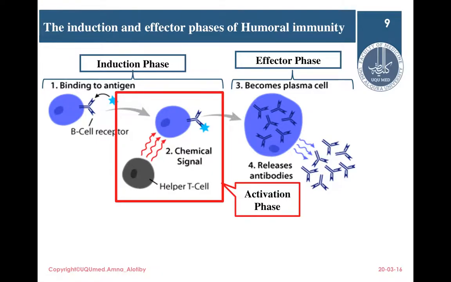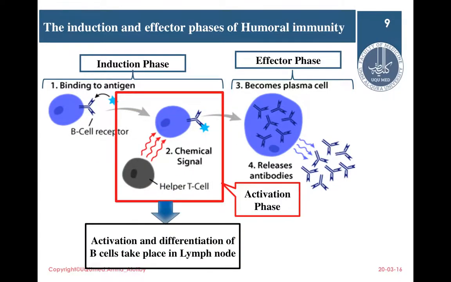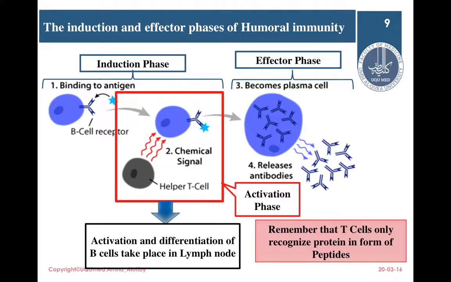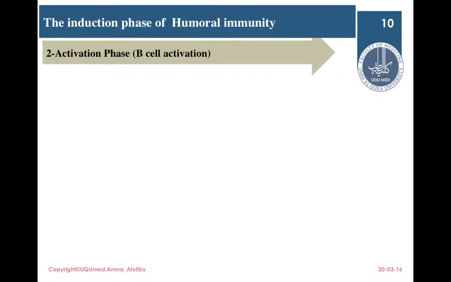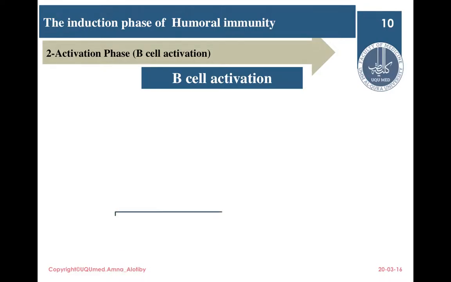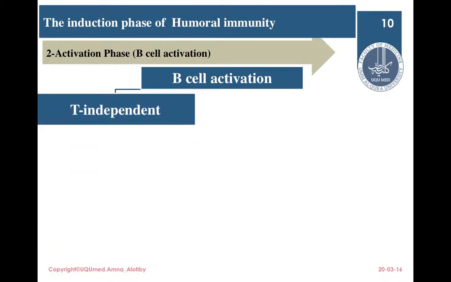Now the second part of this process is the activation phase, where chemical signals help in activating the B cells. The activation and differentiation of B cells take place in lymph nodes. Remember that T cells only recognize protein in the form of peptides. In the activation phase, B cell activation in the T-independent response and T-dependent response is different.